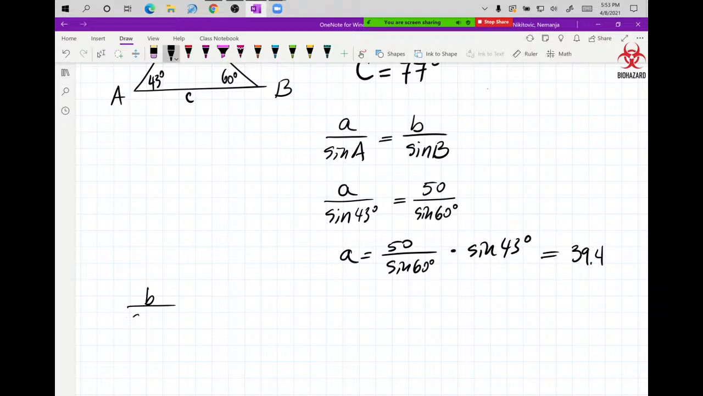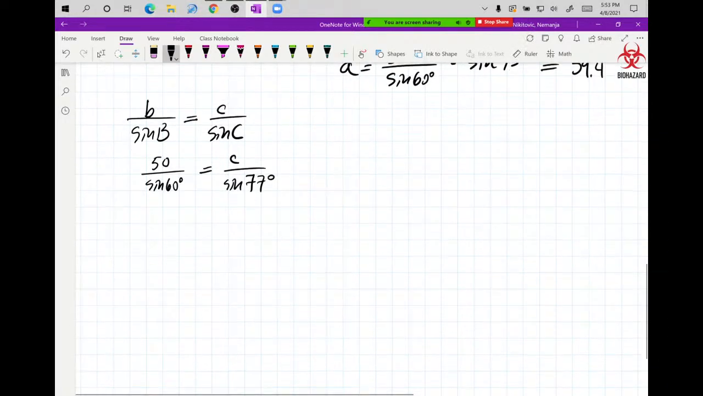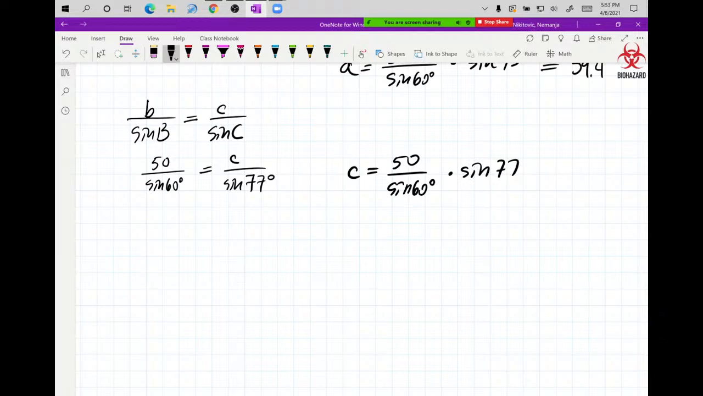Well, let's use B over sine of B is equal to C over sine of C. You can use any combination. Why did I pick B? Because it's already set up over there. And then we have now C over sine of 77 degrees, right? So C is equal to 50 over sine of 60 degrees times sine of 77 degrees. And we plug this into the calculator again.